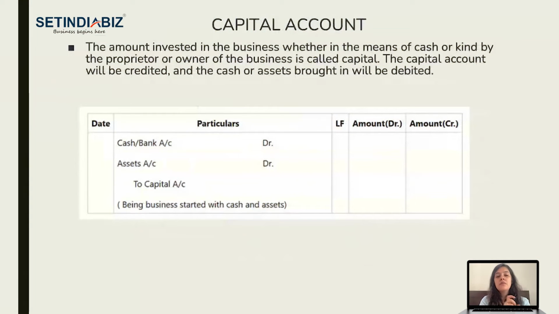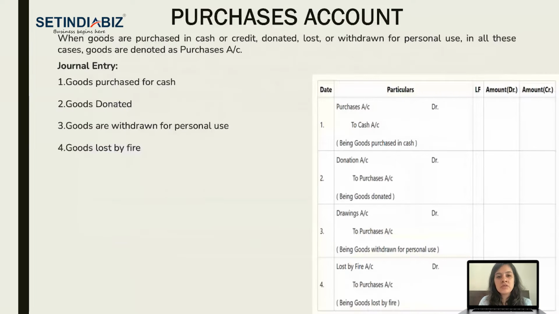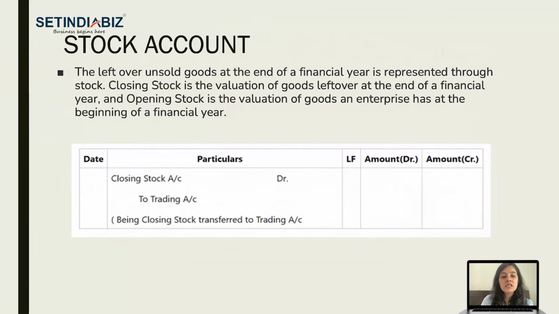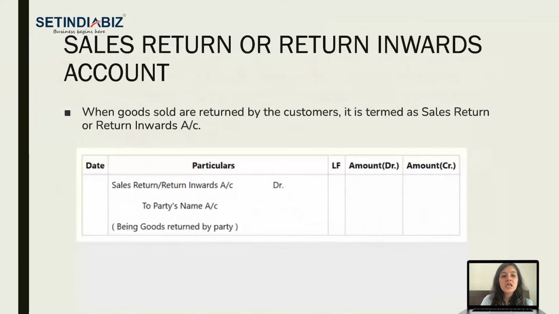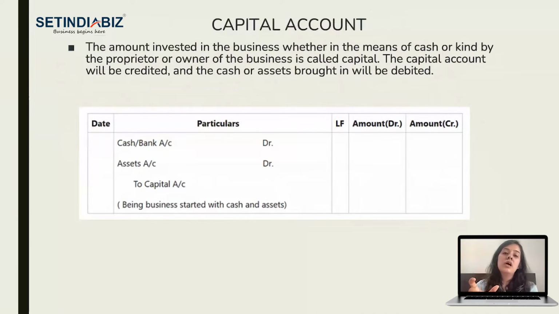We will talk about specific ledger accounts. These are capital accounts, drawings, expenses, income, purchases, sales, purchase returns, sales returns, stock, cash, credit. These are the ledger accounts, and all these ledger accounts have certain specific entries, maybe opening entries and then further adjustment entries. We will learn how to do these.